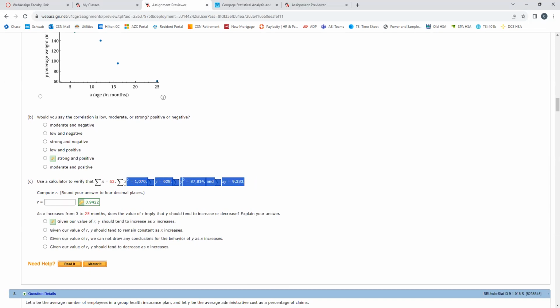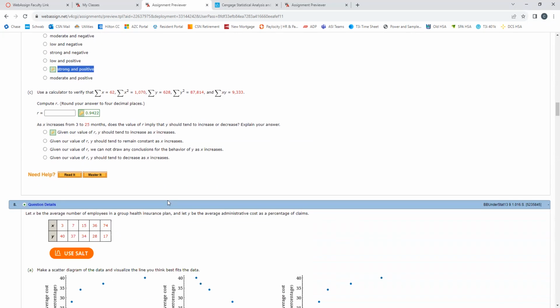We can also compute the correlation coefficient using these things, but if we're going to be using SALT, there's not a lot of reason for us to try and do that. So we get those things right there going forward. This correlation coefficient is strong and positive, and then we would answer the question about this. As X increases from 3 to 25, does the value of R imply that Y should tend to increase or decrease? That's just the definition of a positive correlation: as one goes up, so should the other.